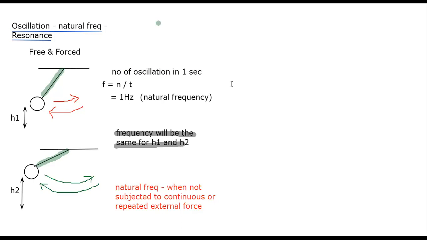Okay, so understand that natural frequency. Every object has its own unique natural frequency. Now that is for free oscillation. Now next one we look at the forced oscillation.